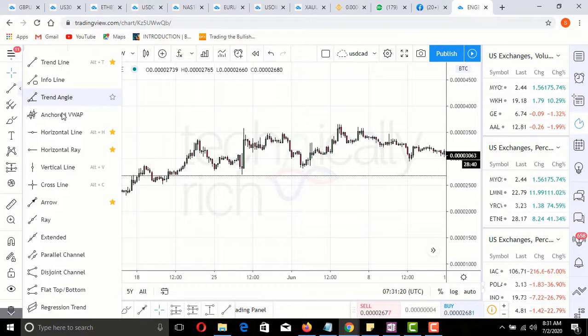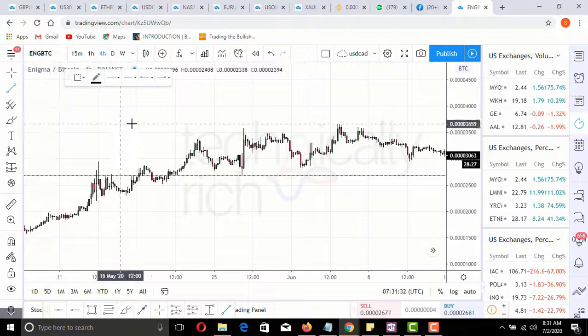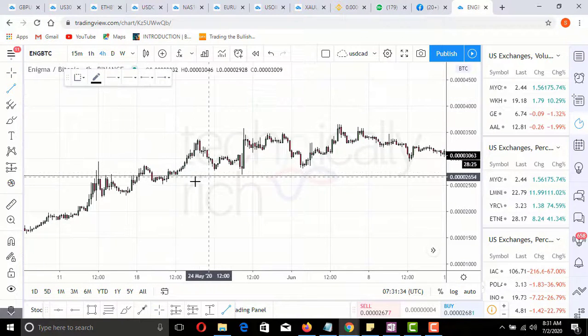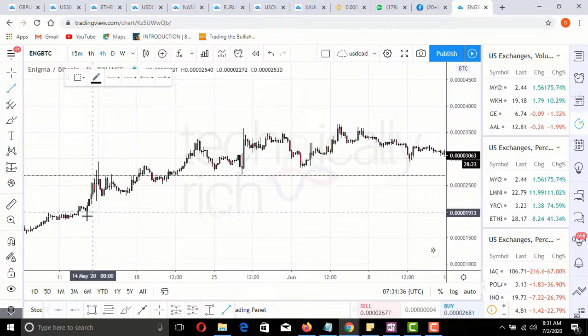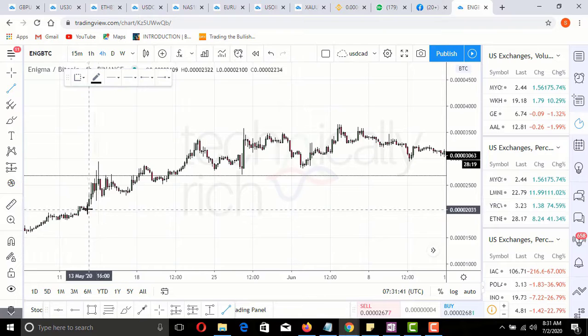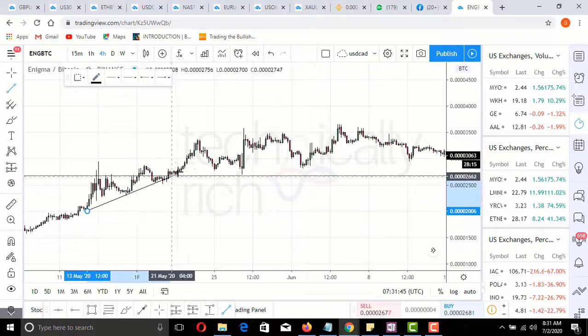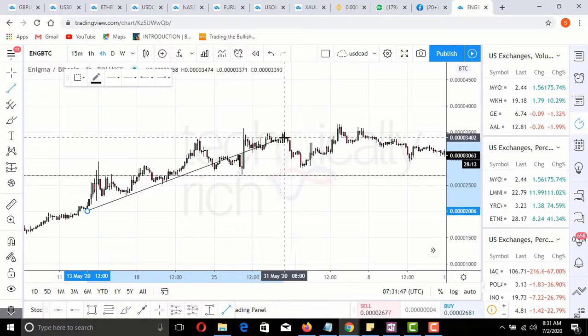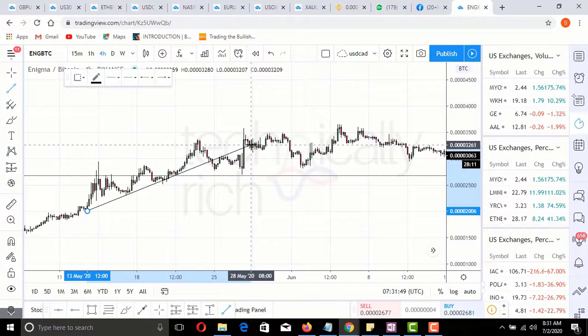So here you come, you have trend line, info line, trend line, anchored view up, horizontal line. So you are using the horizontal line to mark out your support and resistance, right? Another video, I will make another video on how to make use of these TradingView charts and software effectively. Okay, so your trend line, let's say I'm seeing a low here, so I'm looking forward to connect this low to right here.